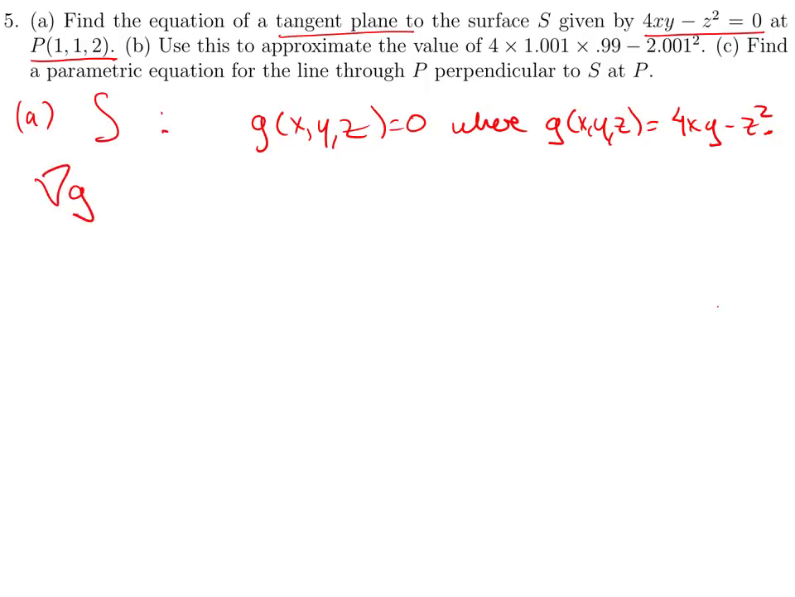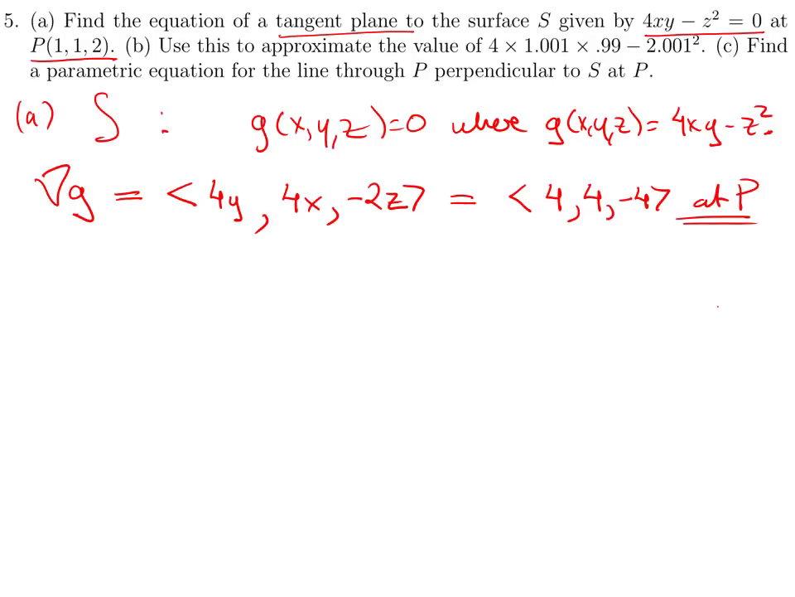So the gradient of g is the vector whose entries are just the partial derivatives with respect to x, y, and z. So you get 4y, 4x, and minus 2z. And this is the gradient vector at any point, but at this particular point 1, 1, 2, I'm just going to plug in 1, 1, 2. It's 4, 4, minus 4. So we computed the gradient vector at P, and this is normal to the surface. So if I want to find the tangent plane, this is a normal vector that I can use.